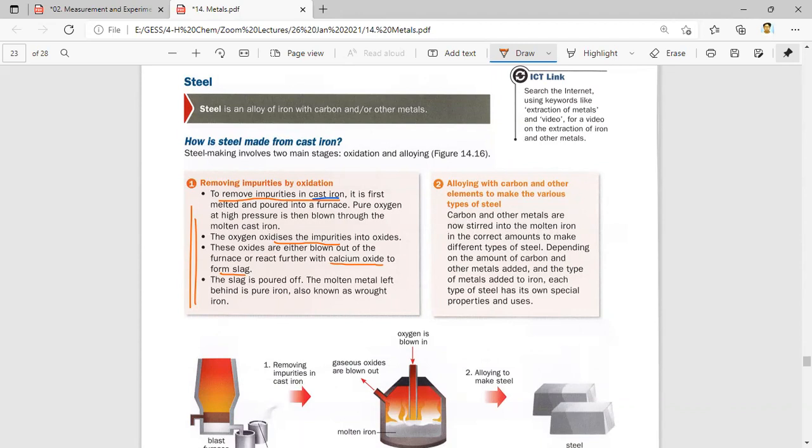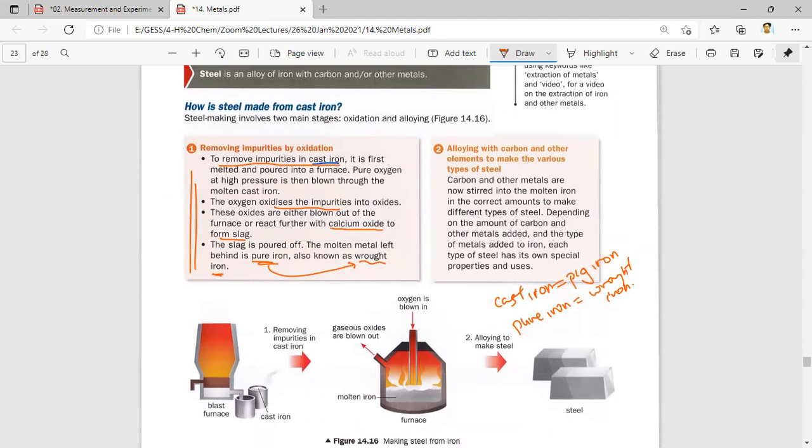Now, the molten metal left behind is pure iron. The term given to this pure iron is wrought iron. So take note of this. Cast iron is the same idea as pig iron. After going through further impurities removal, the pure iron, another term given to it, is wrought iron. So please take note of the two terms here.